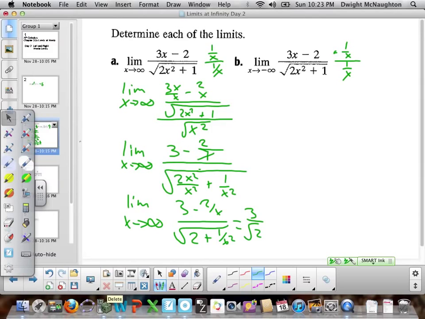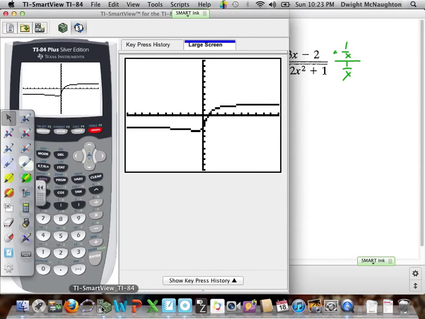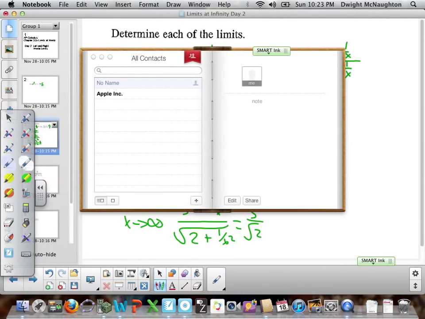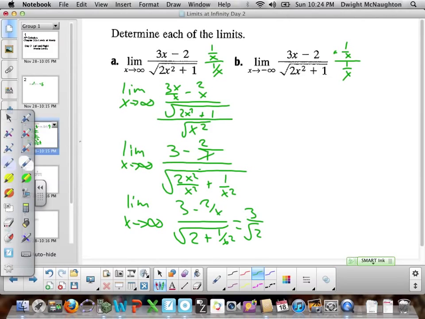And if you remember that graph, to the right side, 3 over the square root of 2. This should be approaching it right there. Now, if we do the same thing to the left, as x approaches negative infinity, what's going to happen? The top is 3x over x minus 2 over x, and we'll do the square root of x squared thing right away.